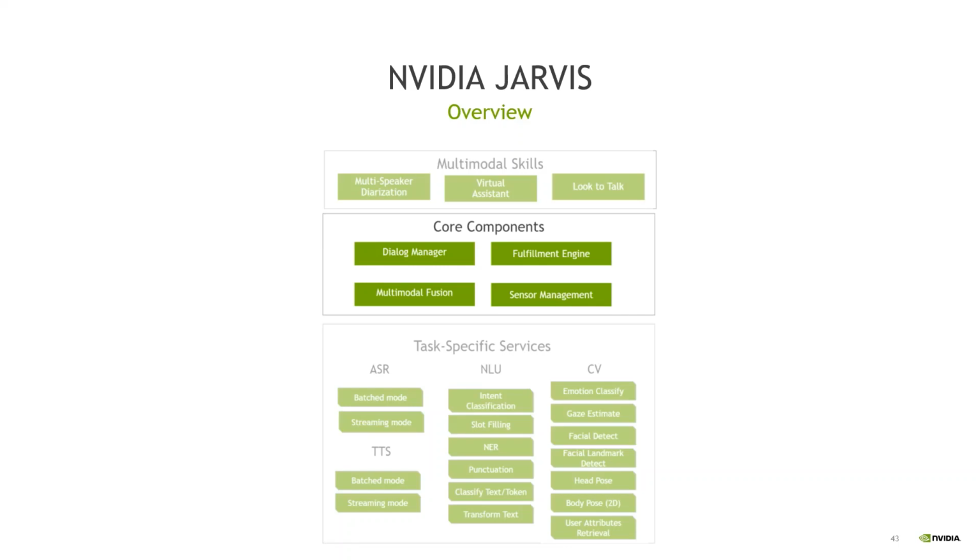Sensor management and multimodal fusion are responsible for synchronizing different sensors and managing timing for launching AI services. Finally, Jarvis exposes multimodal services such as speaker diarization and look to talk. This allows to activate the conversation when the user directs the gaze to the camera. In the next, we will see Jarvis deployment in action.